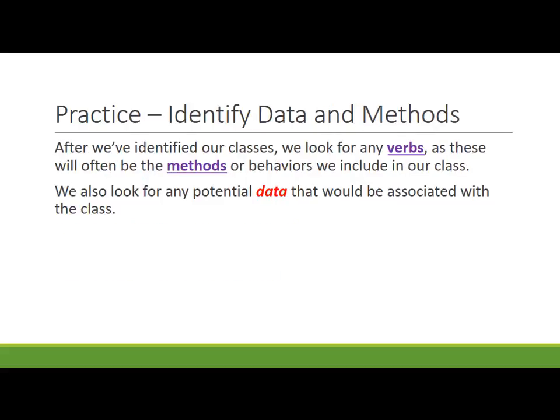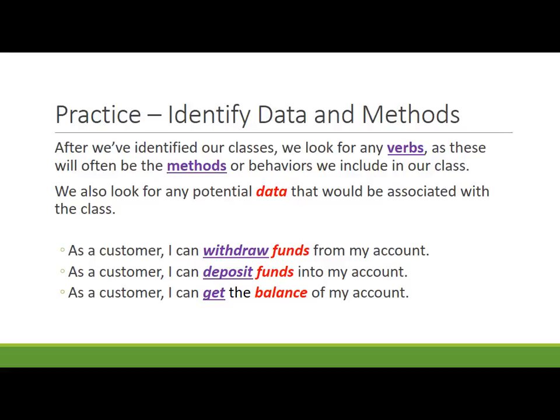After we've identified our classes, we look for any verbs, as these often will be the methods or behaviors we include in our class. We also want to look for any potential data that would be associated with our high-level classes. In our requirements, we identify three methods: withdraw, deposit, and get balance. Associated with the data, we've identified funds and balance.